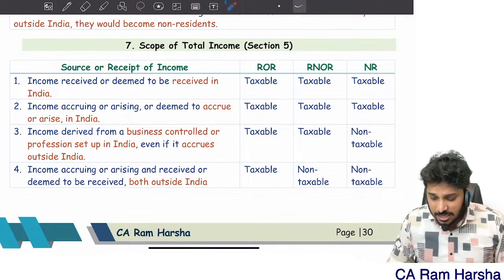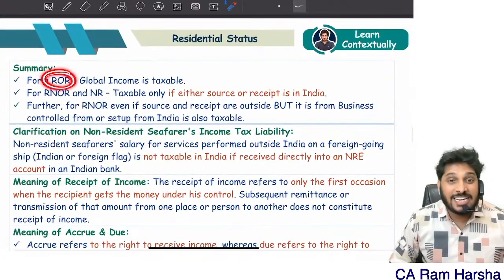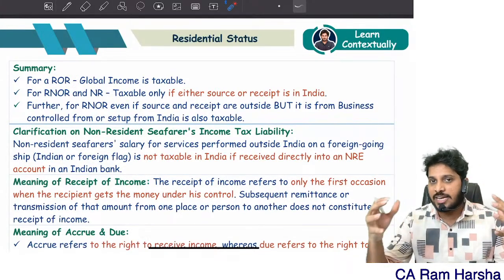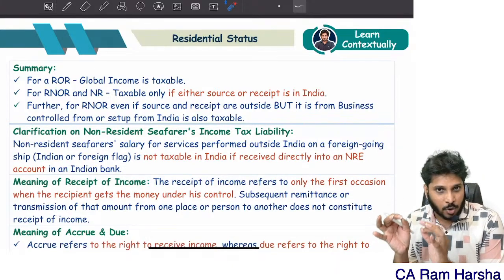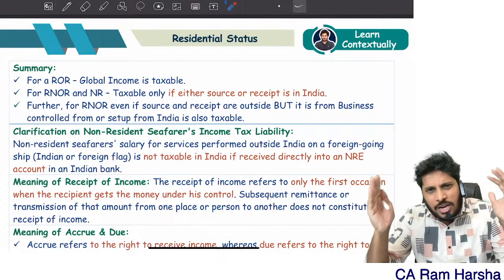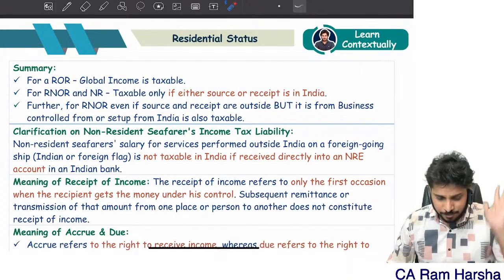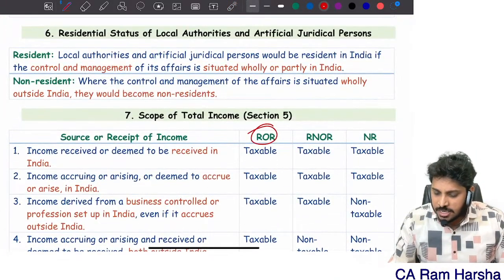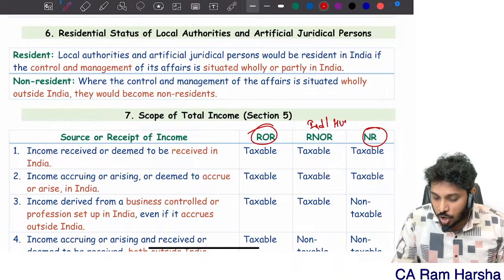When a particular income is taxable, we all know, like I have given you here, for individuals and HUFs, we classify them into 3 categories: ROR, RNOR, NR. Individuals and HUFs are broadly classified into 3 categories: ROR, RNOR, NR. Remaining all other entities are classified into 2 categories: either resident or non-resident. Whereas for individuals and HUFs only, this middle column is applicable.